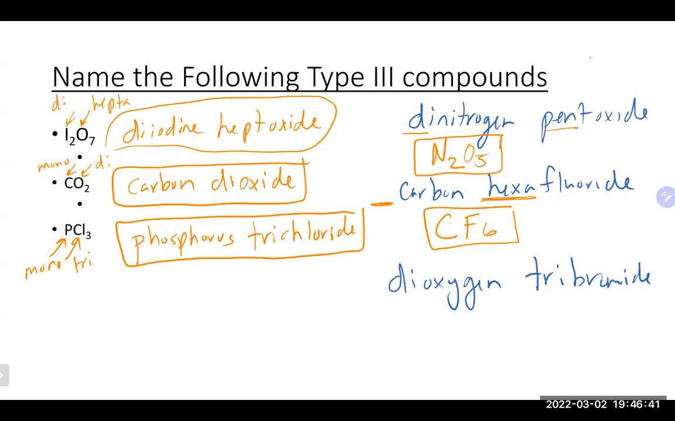And lastly here, we see some prefixes, di and tri. So di is 2, oxygen is O, and tri is 3, Br3. Again, nothing to balance in this particular case. Any question on any of those type 3 guys?